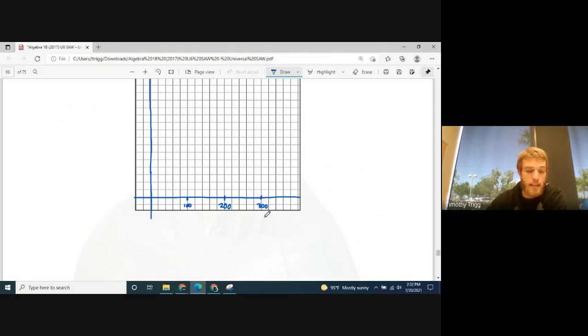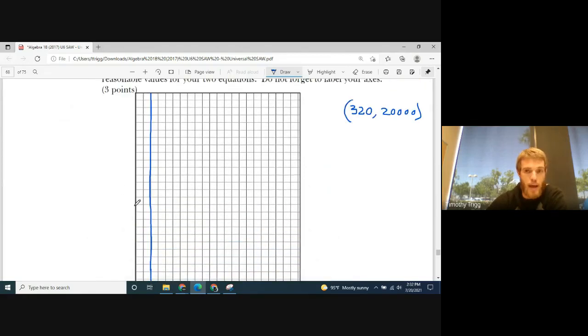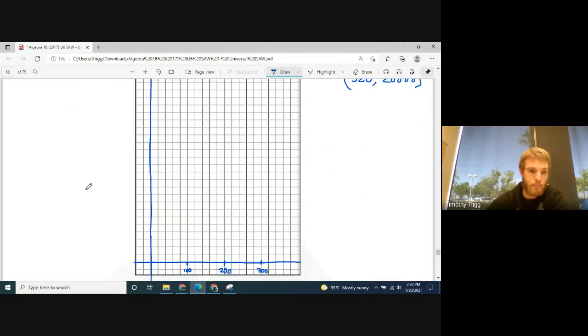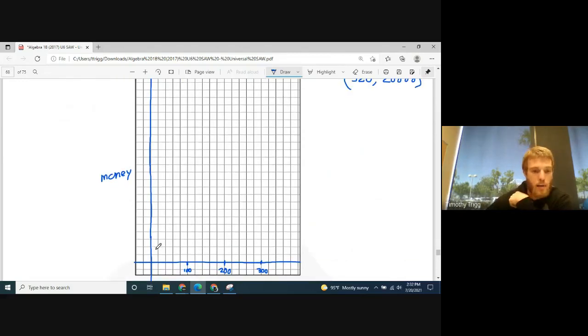And remember, the x-axis is, in our case, the number of beanbag chairs produced. So beanbag chairs. Okay, there you go. So make sure that you label that there. Now for our y-axis, this will be the money. Okay, so money. Okay, and we need to get up to 20,000. So maybe we can count by thousands.